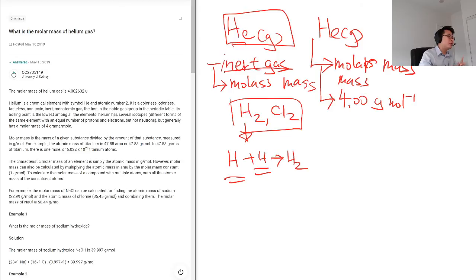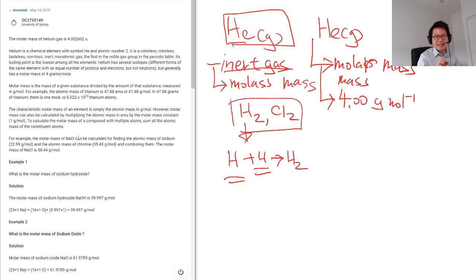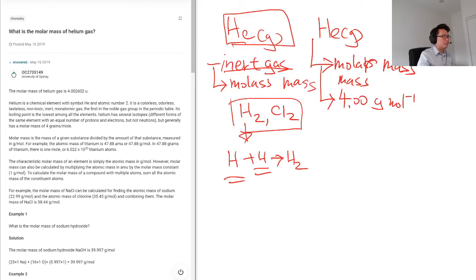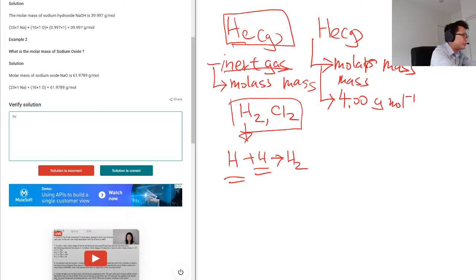But we're looking at 1 mole of helium gas. In that helium gas, we only have atoms, not diatomic molecules, because helium is stable. So we're looking at 1 mole of helium atoms, and the mass will be 4.0 gram per mole. Okay, so from here, the solution is not correct. The proper unit should be gram per mole.